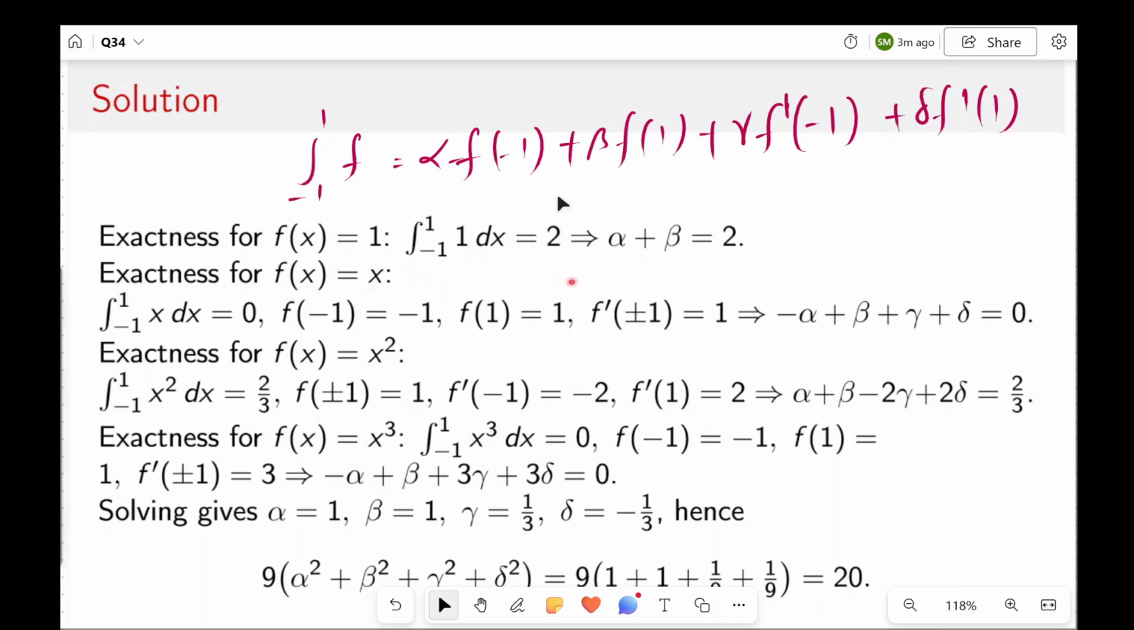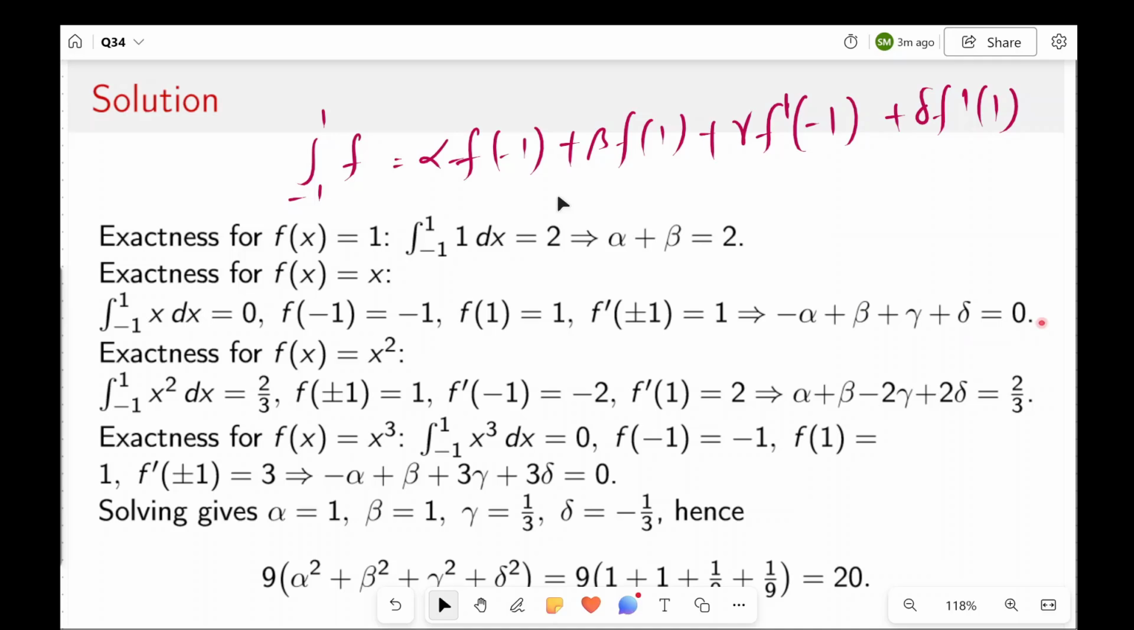Okay, now if we integrate x dx from minus 1 to 1, that is 0. Why? Because x is an odd function, so its integration is 0. But for that x, f of minus 1 is equal to minus 1, because f prime is equal to 1 and f of 1 is equal to 1. So using this formula, we get minus alpha plus beta plus gamma plus delta is equal to 0. Okay, so this is another relation which we got.